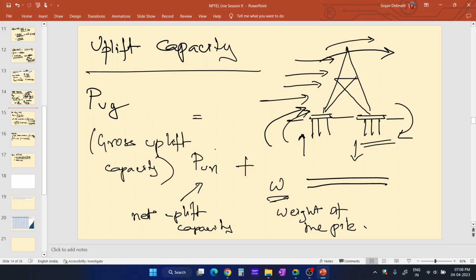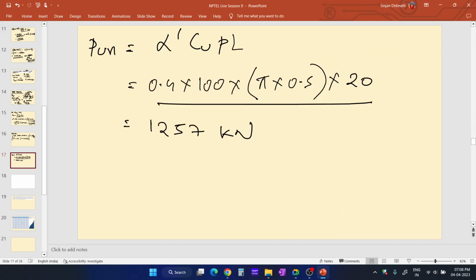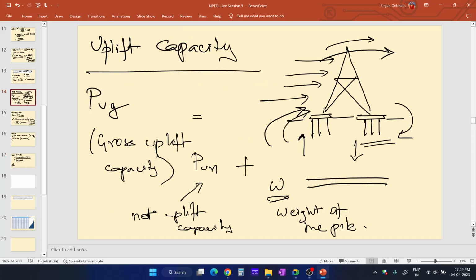So we have found out the value of PUN. Now we need to find out W, that is the weight of the pile, and after that we need to add both the terms in order to get the gross uplift capacity. We have already found out this term, so we need to find out the weight of the pile.